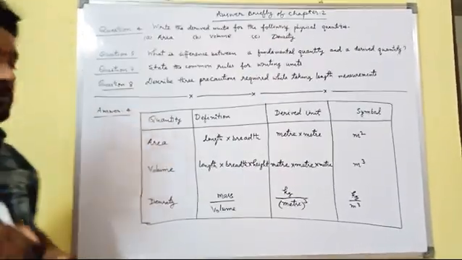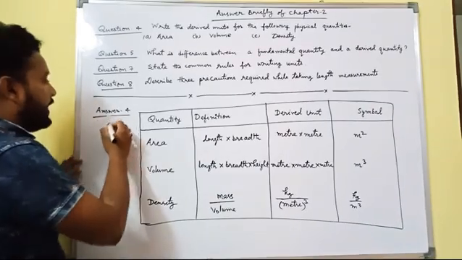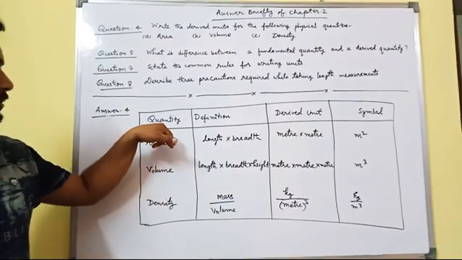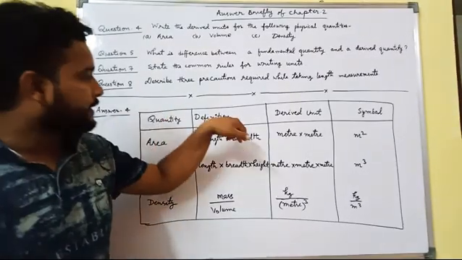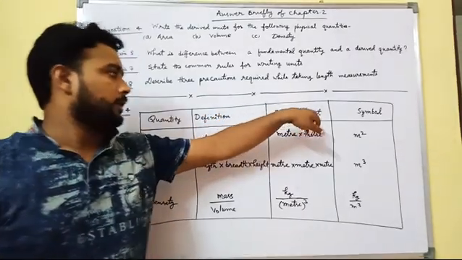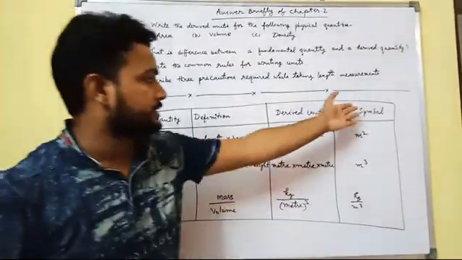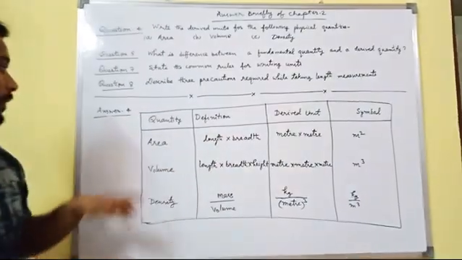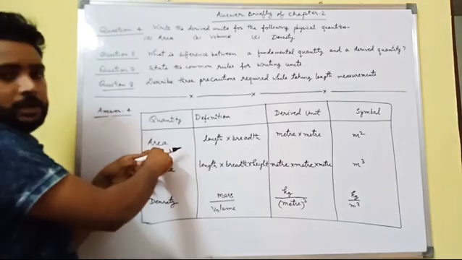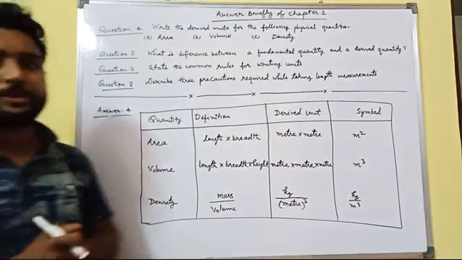Students, in the answer of question number 4, first of all you have to make a table. In the first column will be quantity, in the second column definition, in the third column derived unit, and in the last column symbol. Now, in the first column, the physical quantity is area. And what is the derived unit of area?